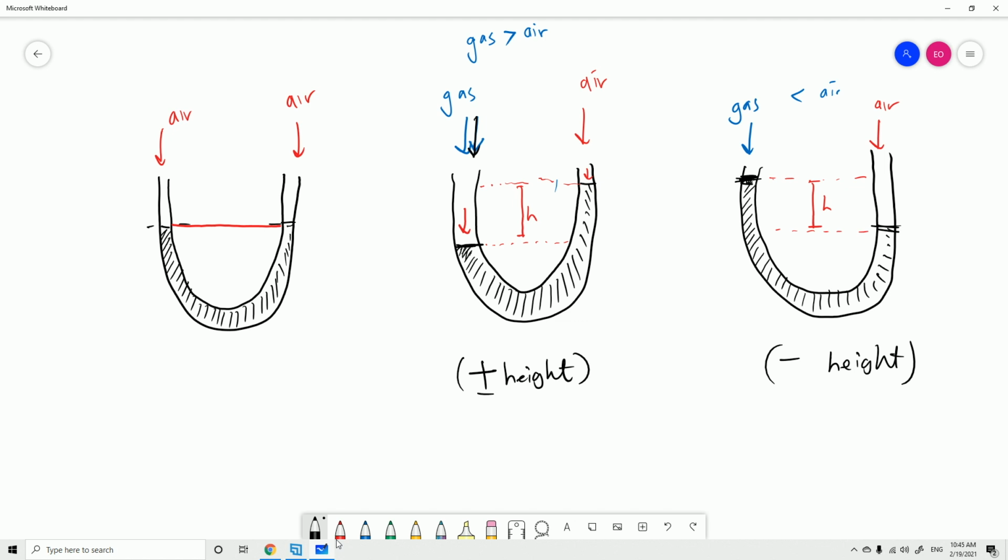Okay? So even if the heights were both 10 millimeters, in this example it'd be 10 millimeters as normal, but here it would be minus 10 millimeters. And you'll see why this is relevant in a second, but just be aware of that, and we'll go through some questions in a second.